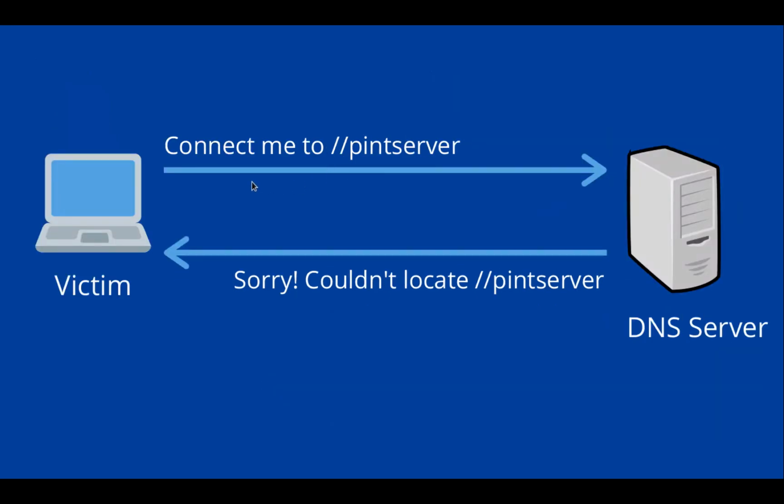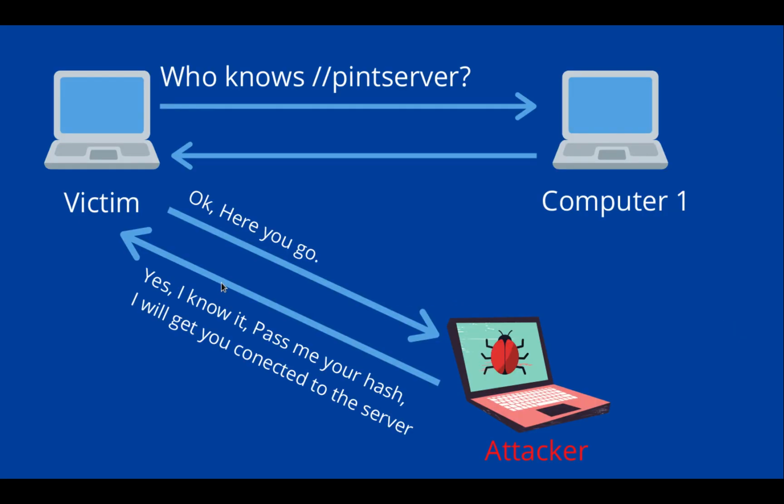So here we have our victim machine and the DNS server, right? The victim machine wants to go to the print server, but by mistake types in "pint server", as you can see. Now the DNS server does not know where the pint server is located, so it's simply going to respond back, "I don't know the pint server, sorry, couldn't locate pint server," right? So now the victim, using LLMNR, is going to ask in its own network if anyone knows the host pint server, right? And here we have our attacker.